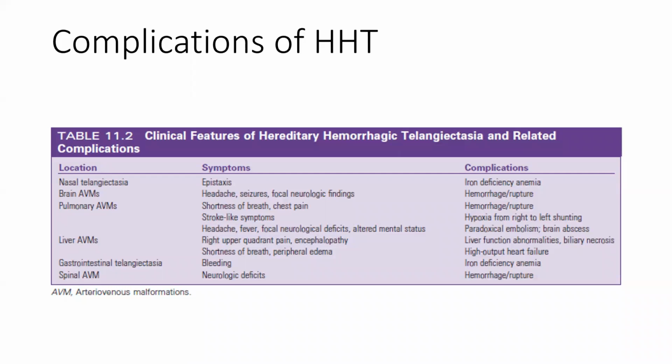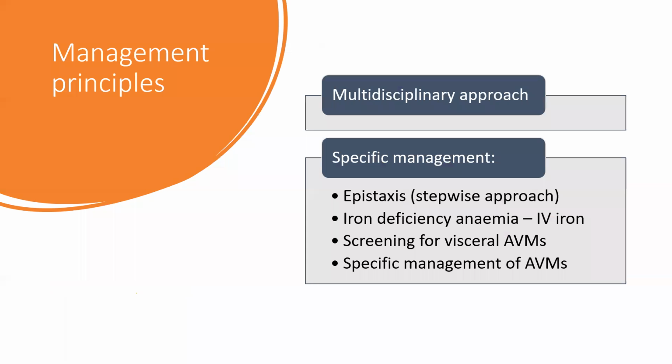PAVMs are problematic. They cause a right to left shunt, so this can cause cyanosis and hypoxia, but it can also cause paradoxical embolism and even septic emboli that can cause brain abscesses, and because of the right to left shunt, migraines are also common. Liver AVMs, liver failure can occur, but also high output cardiac failure. And then with gastrointestinal telangiectasia, they can get GI bleeding, and spinal AVMs we're not too worried about. It's less than 1% of patients that have that.